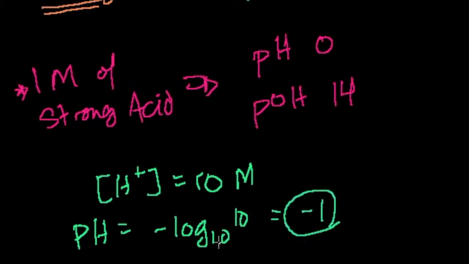So minus 1 would be the pH if you had 10 molar of, say, hydrochloric acid or nitric acid or anything like that.